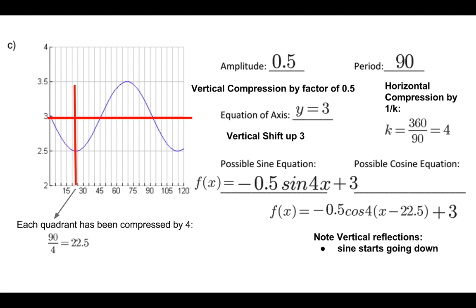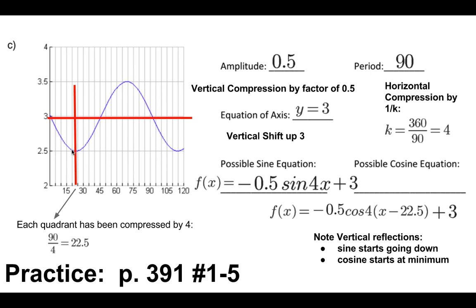Just note, this example is to show you the vertical reflection, so sorry if the blue line's off a little bit, but it kind of shows you the fact that sine can start by going down, and that way we don't do the shift, and cosine can start on the bottom. And so there's some practice.